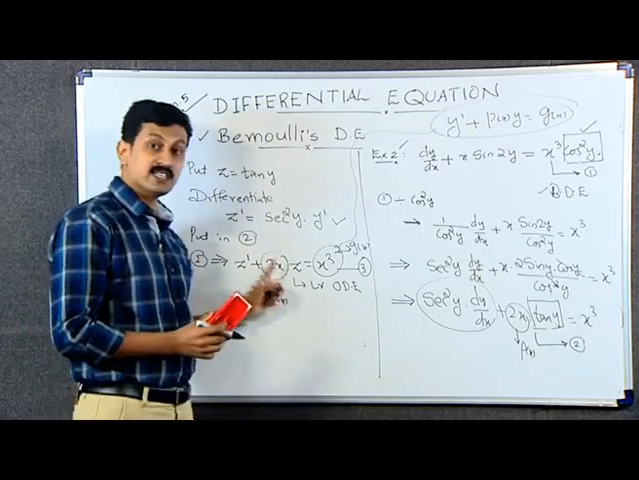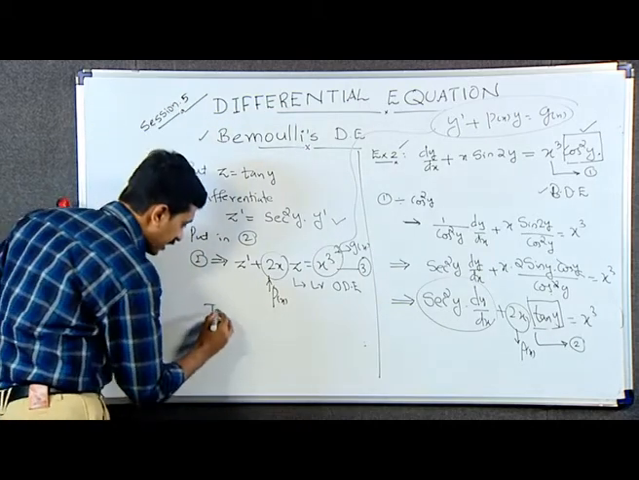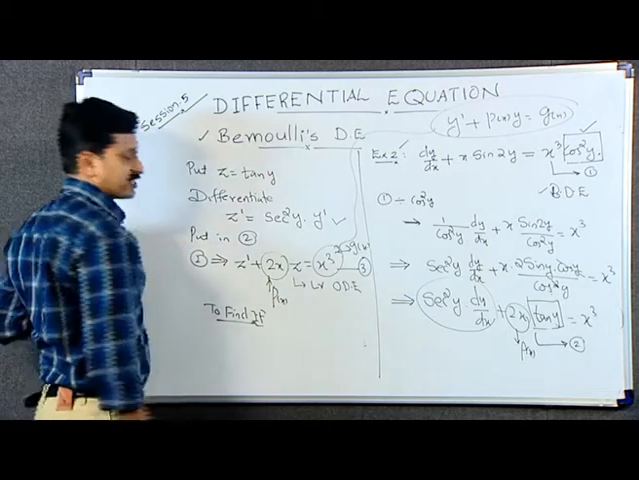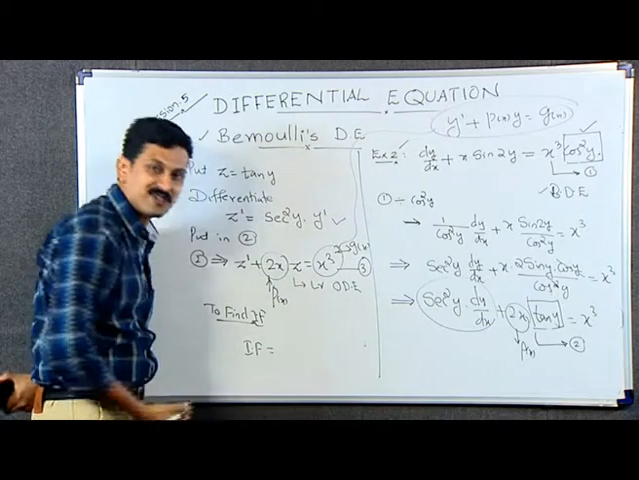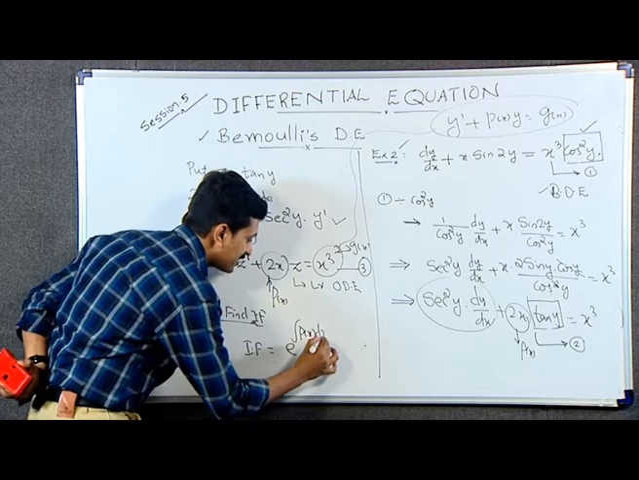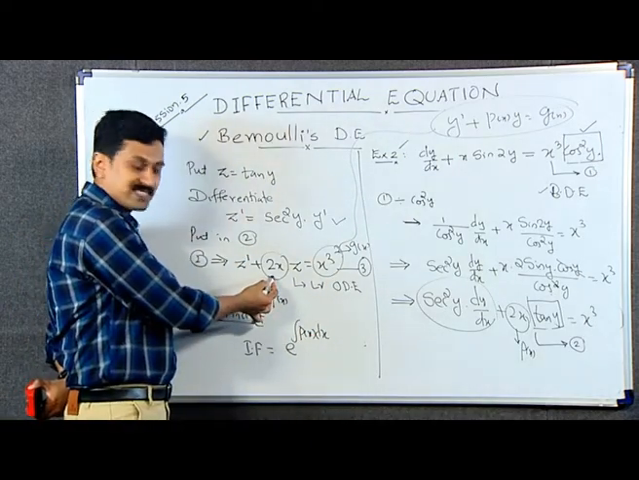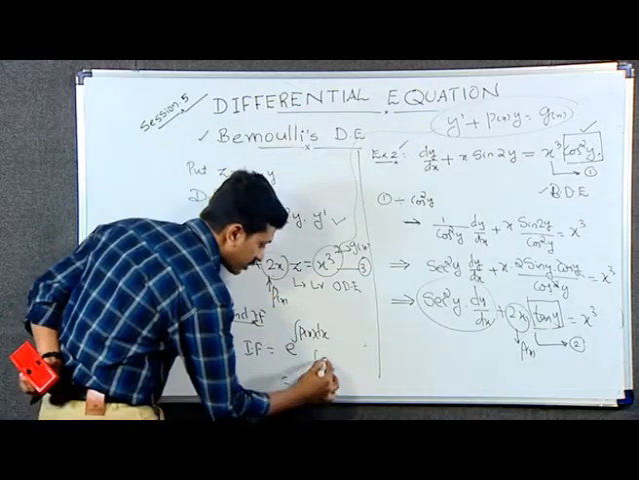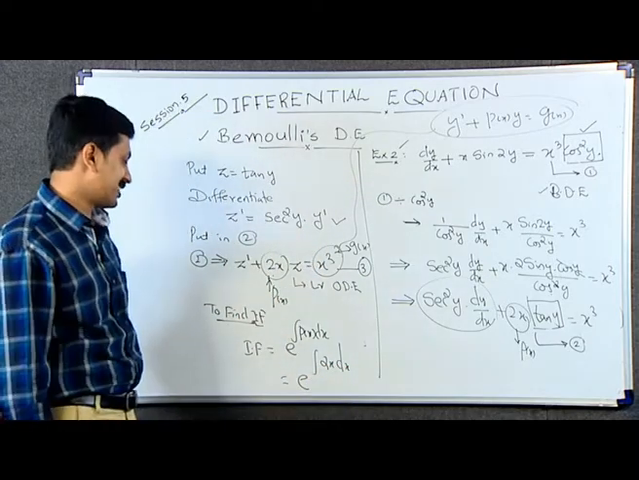I am using the integrating factor method here. So we have to find the integrating factor. The integrating factor is equal to e raised to the integral of p of x dx. Here we have p of x equal to 2x. Therefore this is equal to e raised to the integral of 2x dx.